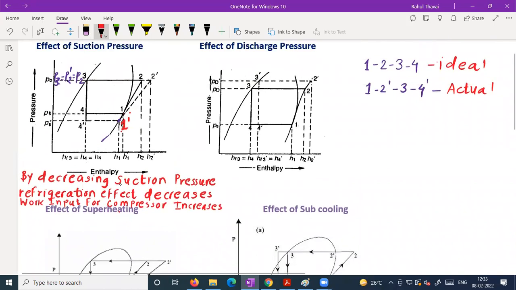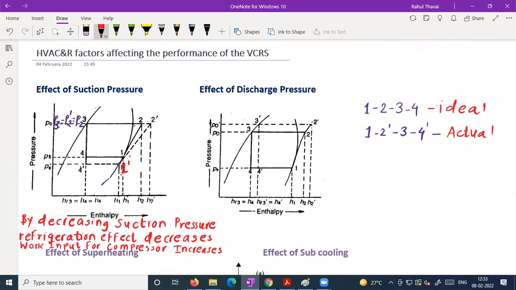Is that okay, all of you? Because initially it was requiring only 1 to 2. Now it is requiring 1 dash to 2 dash. Right? Is that okay? Yes.